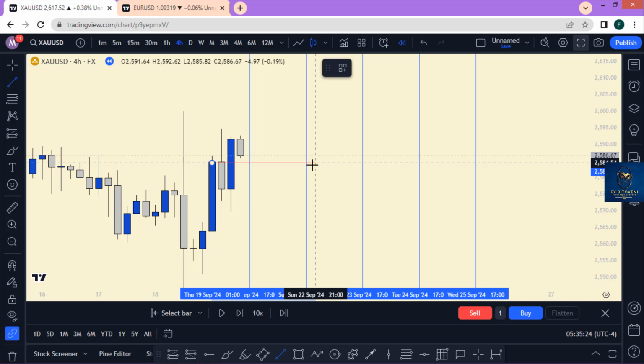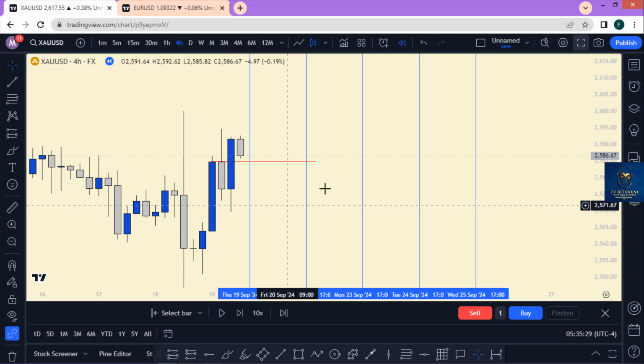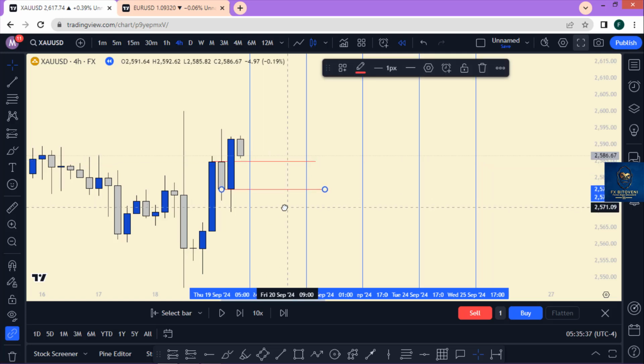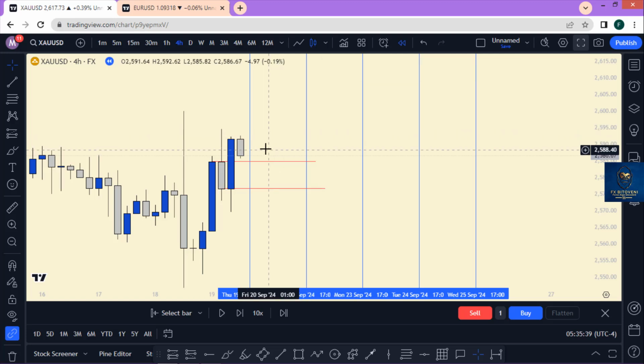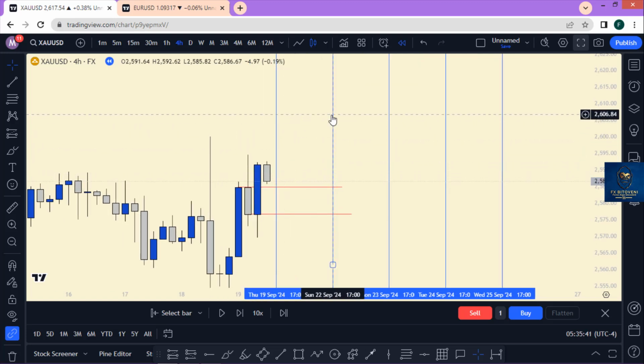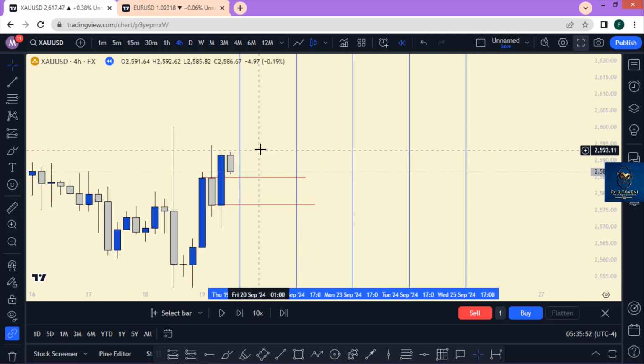This is my closest 4-hour support level. This is another one which is a bit far away. So from this line to this line, this is Friday, which starts at 7 p.m. on Thursday, Asian session. Start from there.